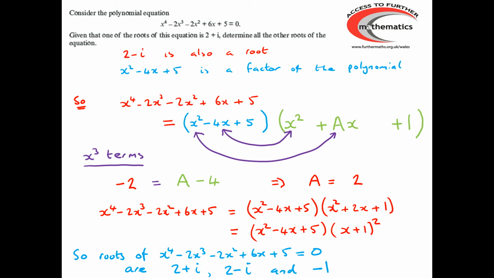Now if we look at the marking for this question, the first mark was simply for observing that 2 minus i had to be a root. We then had to establish the fact that x squared minus 4x plus 5 was a factor. That gave me 2 marks. Then obtaining the fact that x squared plus 2x plus 1 was also a factor obtained the next 2 marks. And then finally, for the final 2 marks, we just had to observe the fact that that meant that the final root was x equals minus 1. So 7 marks for that question.